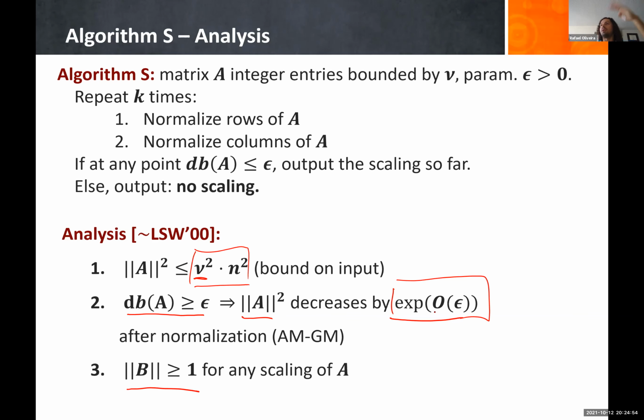So if I just run this long enough, which is just log of nu square n squared over epsilon times, either I must be very close to doubly balanced, or my norm will drop below 1. But if my norm dropped below 1, I know I cannot be scaled. I know I'm in the null cone, right? Because I know that no invariant could have been 1. Does that make sense?